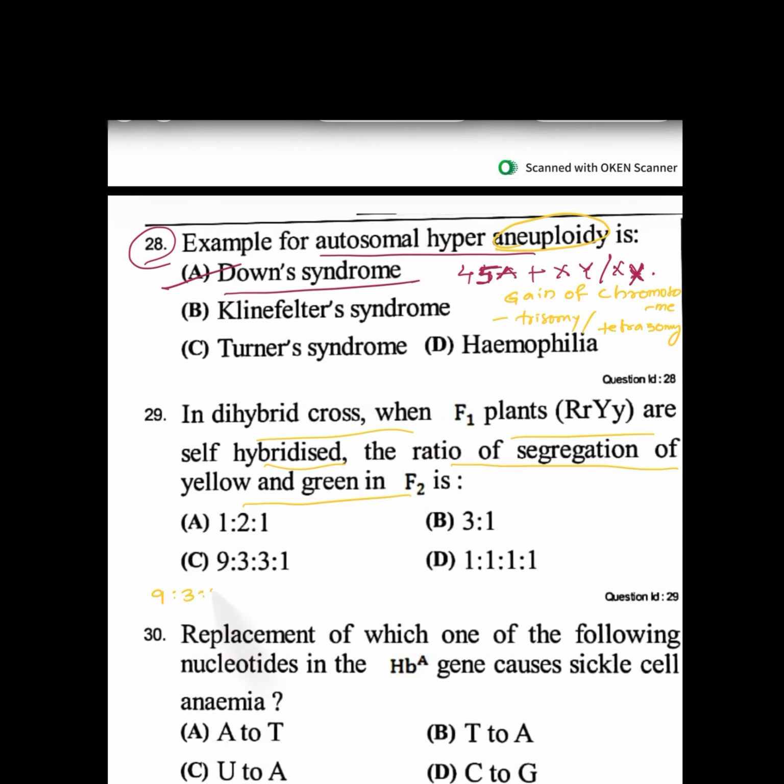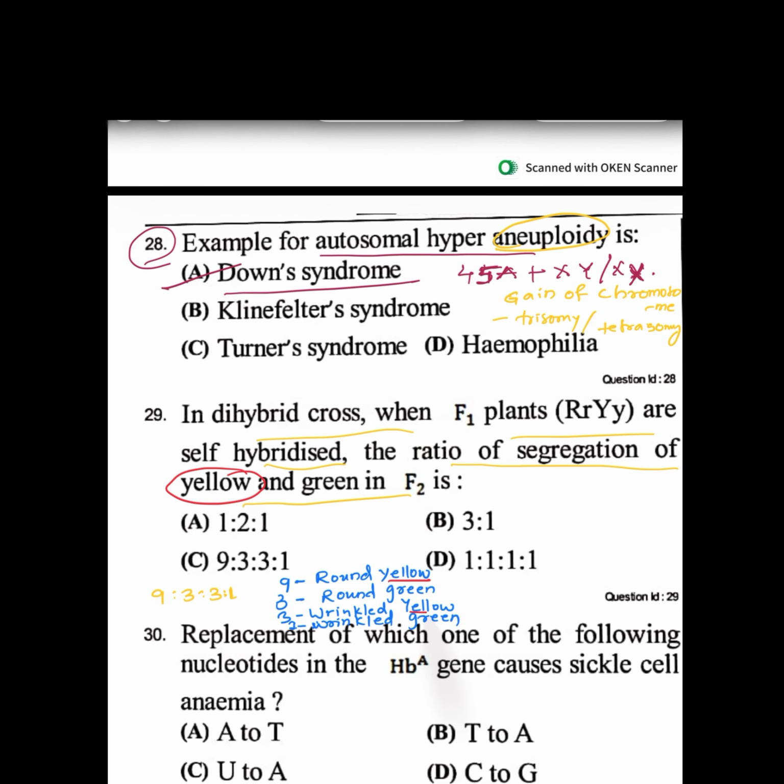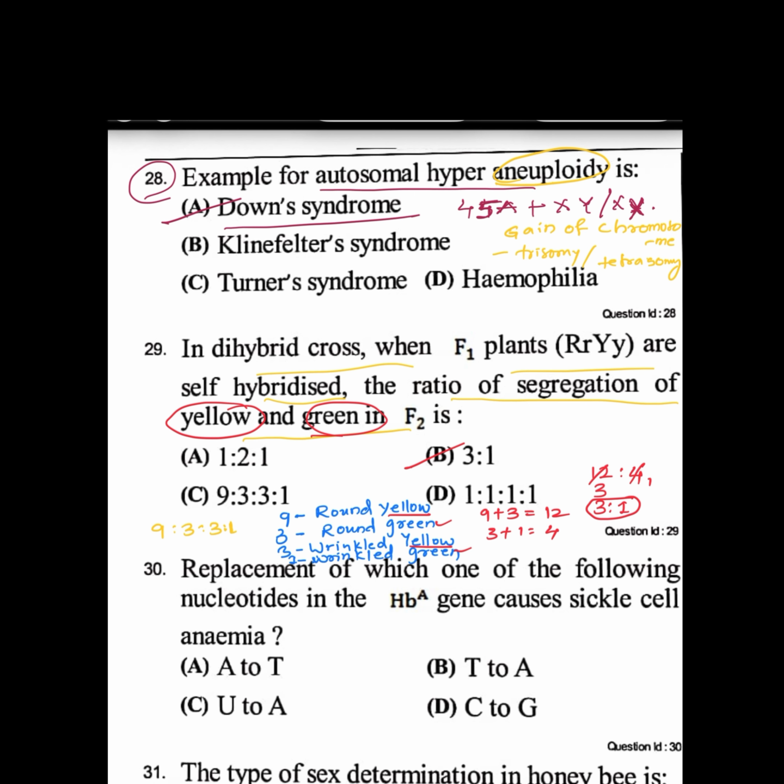Next one, F2 hybridization, that is dihybrid cross, where you will get a 9:3:3:1 ratio. 9 will be round yellow, 3 will be round green, 3 will be wrinkled yellow, 1 will be wrinkled green. So they are asking regarding yellow and green. We have to add these two. 9 plus 3 you will get 12. 3 plus 1 you will get 4. If you divide 12:4 you will get 3:1 ratio.